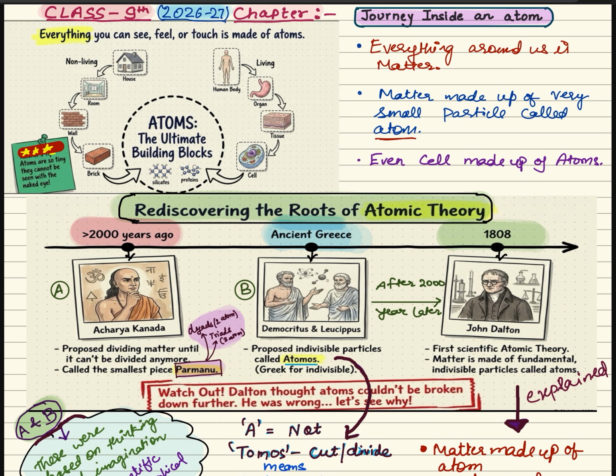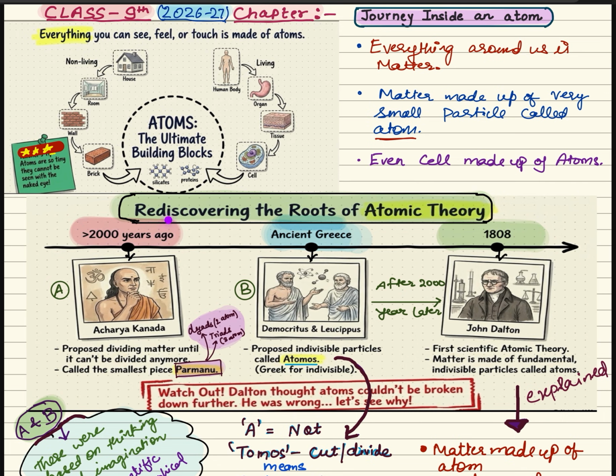Okay, so how does it start? Everyone knows what an atom is. Atom is the smallest particle of any matter. Everything in this world is made up of matter, isn't it? That you can see, touch, or feel. Everything is made up of atoms. So atom is the smallest particle of matter, and even our body cells are made up of atoms.